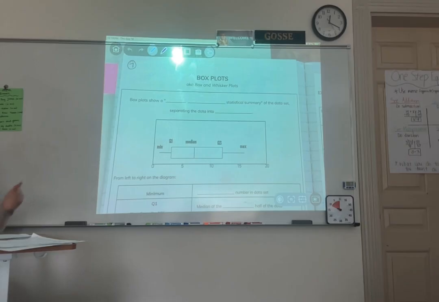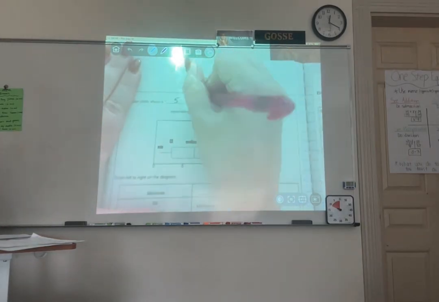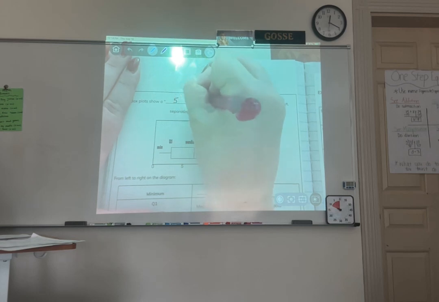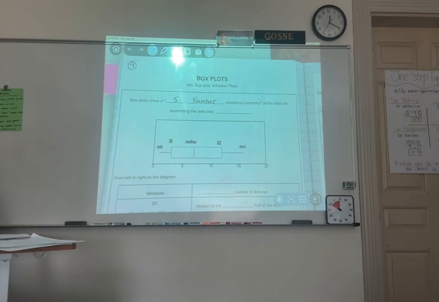So first and foremost, a box plot is going to show a 5-number summary. So the first 2 blanks should be 5-number statistical summary. Now, if you recall, statistical versus non-statistical is like Cheesecake Factory compared to Chick-fil-A. We have statistical things where we have a lot of numbers, non-statistical things where we don't have any differences in the numbers. Okay, so this is going to have different numbers a part of it.